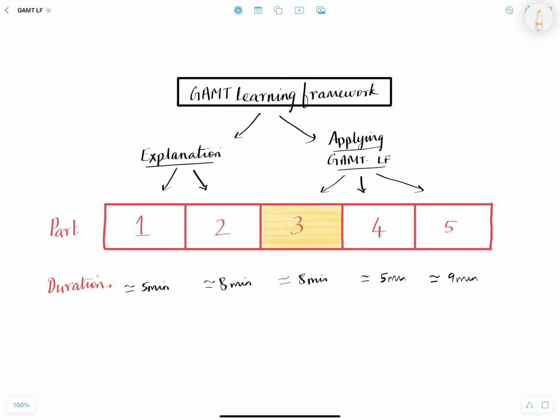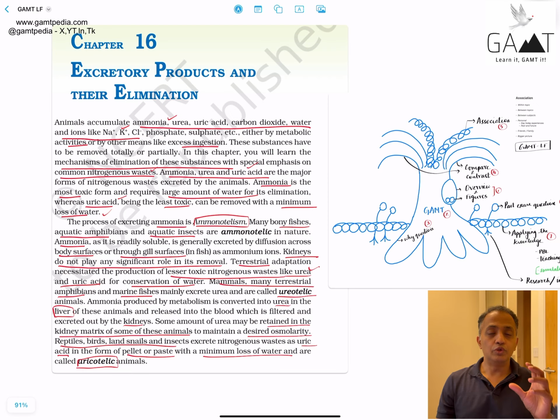This is Dr. Karthik, and in this video we're going to look at part 3 of the 5-part series on GAMT learning framework. This picks up right where we left off in part 2, so if you haven't watched part 2, please have a look at that before proceeding further. Let's go. We looked at what is meant by GAMT learning framework, and in this part we're going to use that framework, apply it to a topic, and learn that today.